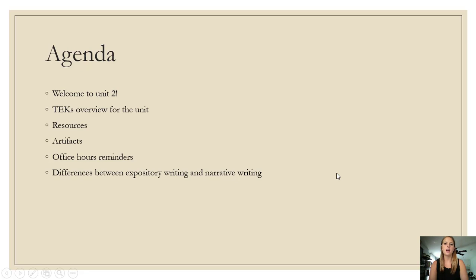The agenda for today is just an overview of what Unit 2 is going to look like, as well as resources that are available for you. There are tons of them that you may not know about. We're also going to talk a little bit about artifacts and what those are and the purpose, as well as a reminder for office hours. And then we're going to discuss the differences between expository writing and narrative writing, as Unit 2 encompasses expository while Unit 1 was narrative, and our scholars do struggle a lot with those two.